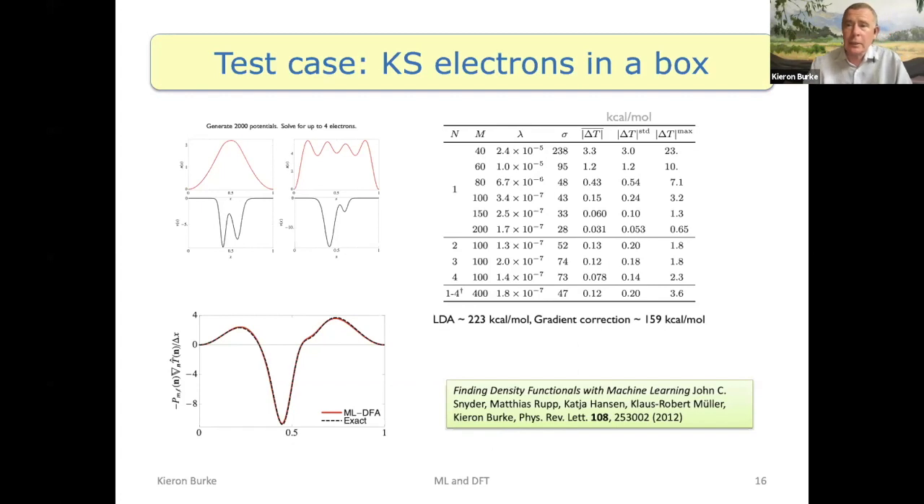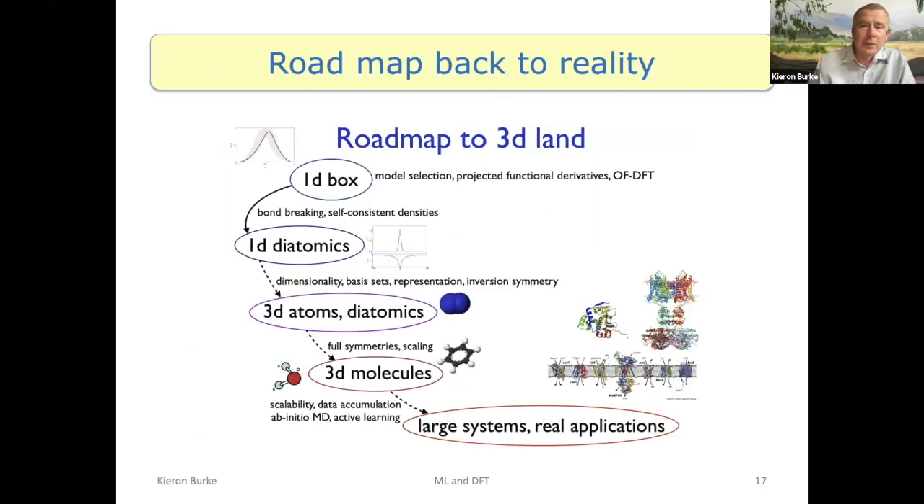And all this work is in collaboration, this work is with Klaus Robert Mueller, who we've heard a little about earlier, and Matthias Rupp was his postdoc at the time. Of course, this was a proof of principle. Then we want to get back to all the kinds of things that people use electronic structure calculations for. And at the moment, we're sort of on the small molecules point, and we haven't yet gotten to very large systems.